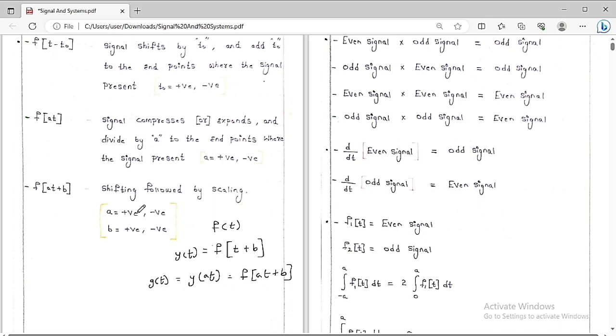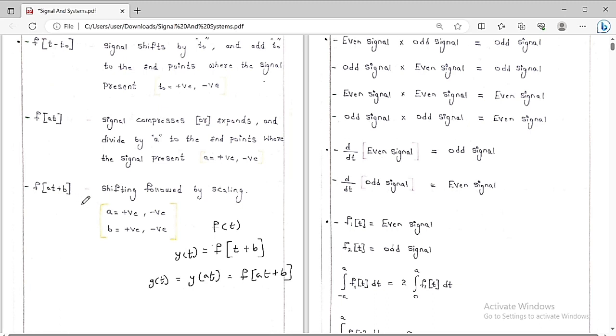Therefore, f of at plus b means first you have to do the shifting property, and then you have to do the scaling property. I've already told you how to do the shifting property. For f of t, you know the endpoints. Just add t naught to those endpoints to get the new signal endpoints. Then for this new signal, I go to the scaling property. You know the endpoints, so just divide both endpoints by a. Then you get the new signal endpoints. Then draw a picture and you get the overall signal.